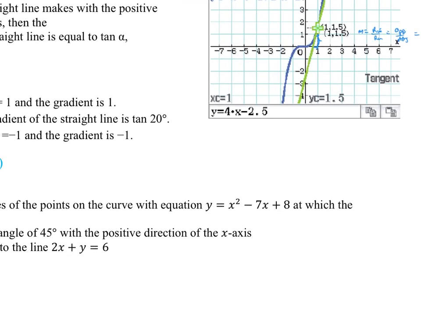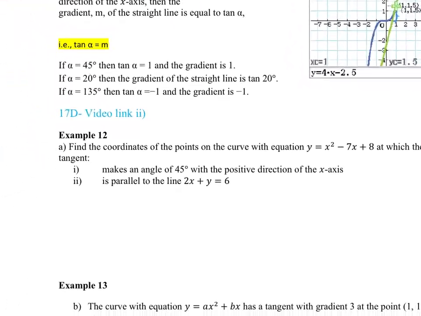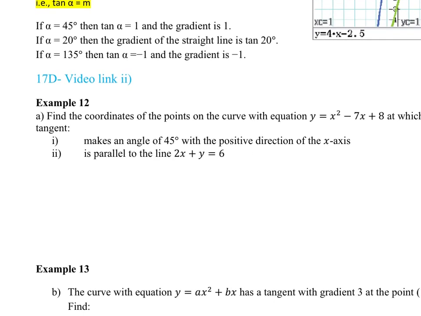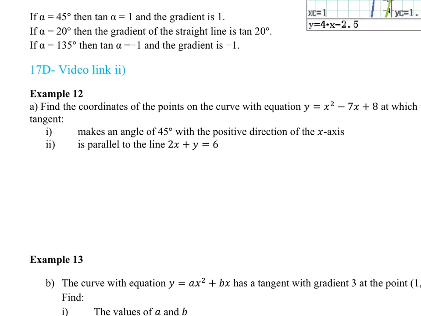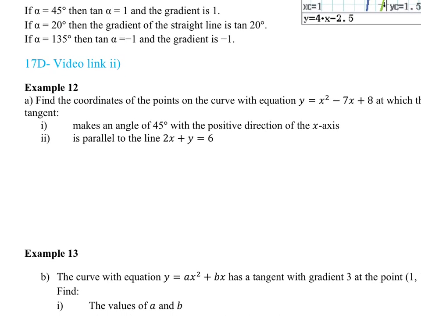So if we have a look at a couple of examples: find the coordinates of the points on the curve with equation y equals x squared minus 7x plus 8 at which the tangent makes an angle of 45 degrees. So if the tangent makes an angle of 45 degrees, tan of 45 degrees is equal to 1. So in other words, where is the gradient equal to 1? I want to try and find when the gradient is 1.